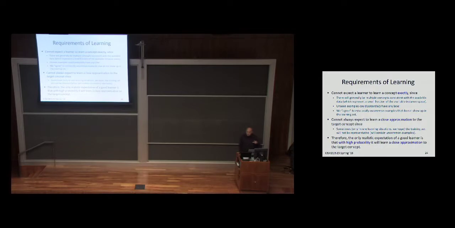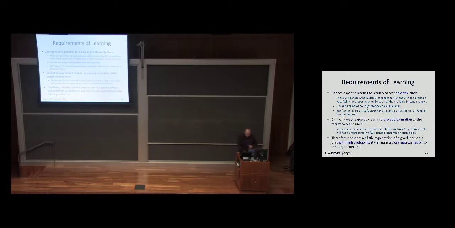So therefore, with these two together, the only realistic expectation of a good learner is that with high probability, it will learn a close approximation. The close approximation means the error that we're going to incur. This is going to be the epsilon. The high probability is going to be my confidence that this is going to happen. So this is going to be my delta. Okay, so there are two sources here. One is you will probably not learn exactly. That's epsilon. And even having a close approximation may not happen. But I hope that it will happen with high probability.